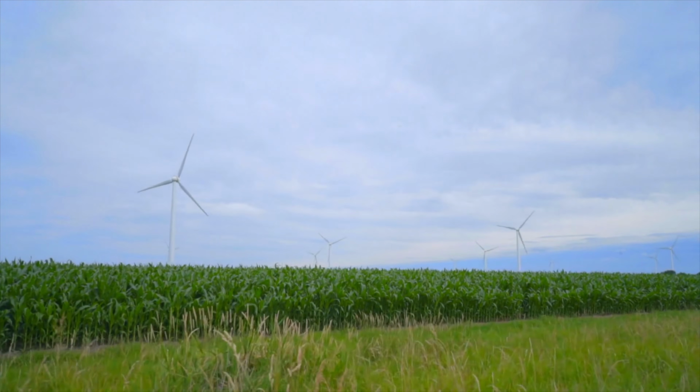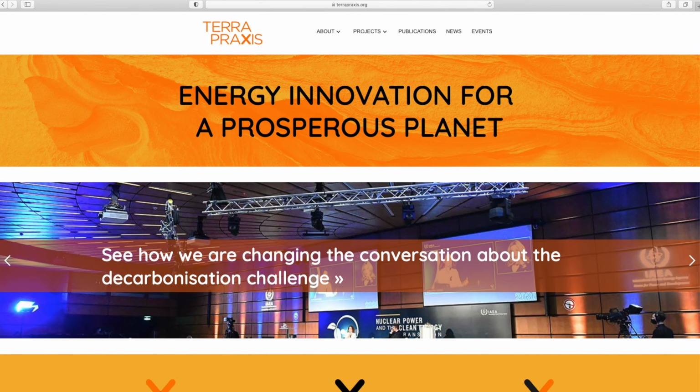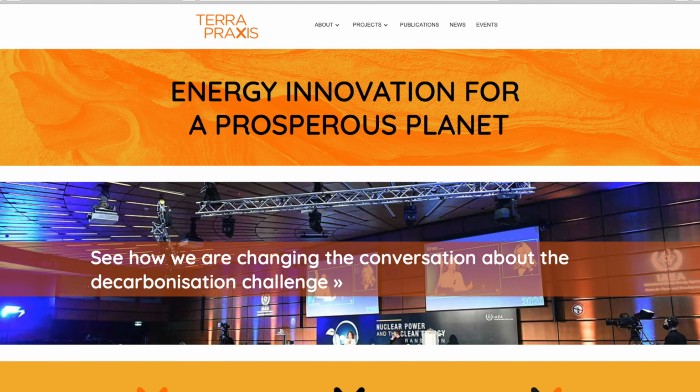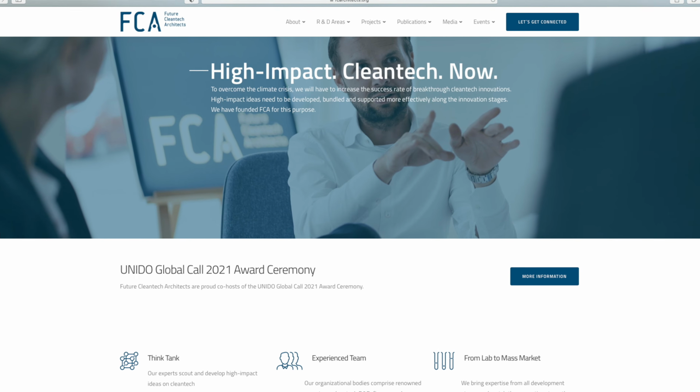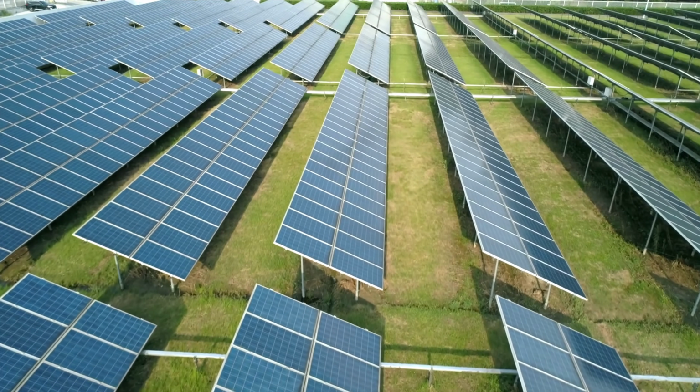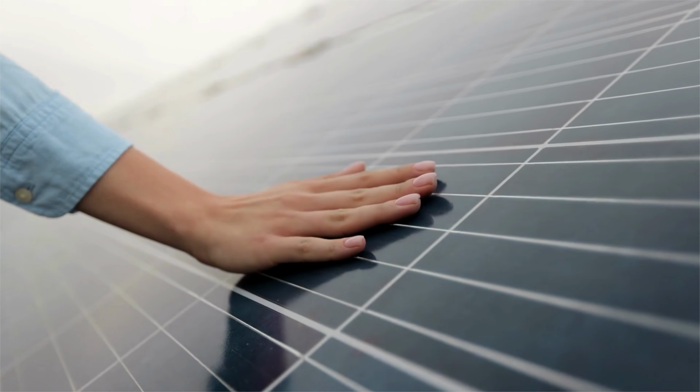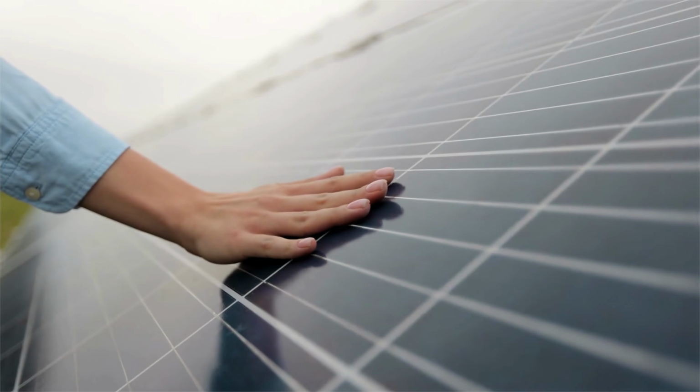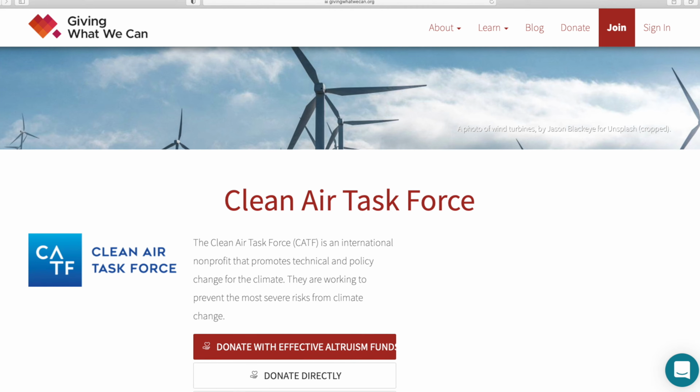We're able to incubate new organizations too. Last year, we did this with TerraPraxis, and this year with Future Cleantech Architects, an innovation think tank which we think has the potential to largely increase Europe's contribution to global decarbonization. We're also able to act boldly and adapt to this changing landscape. This year, we're making a multiple-year globalization grant for the Clean Air Task Force, enabling new programs in China, India, Africa, and in Asia Pacific, where emissions are rising and a large part of our climate future will be shaped. All of this wouldn't be possible without your support, so thank you.